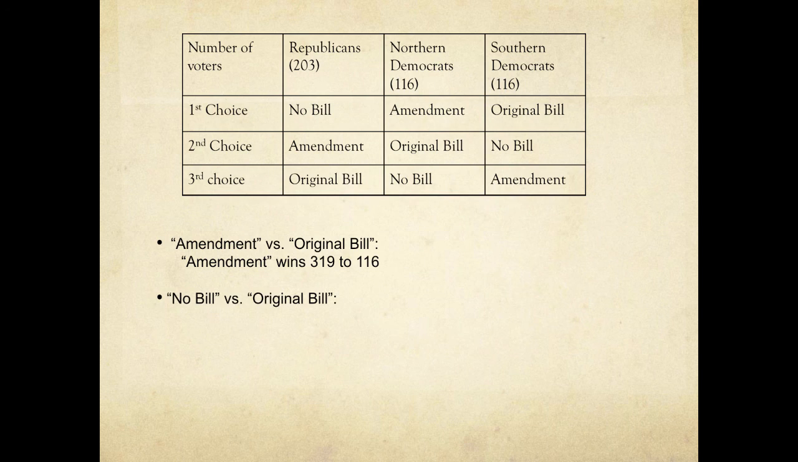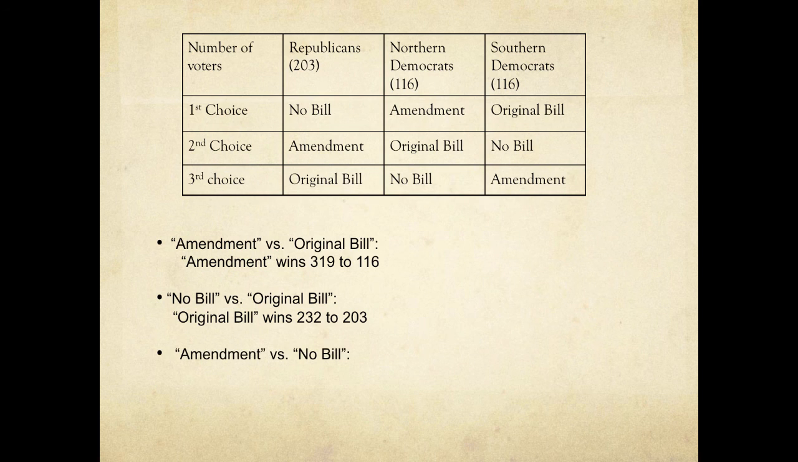Let's compare just no bill versus the original. If it's just a contest between the original and no bill, now the original would win because the Northern and Southern Democrats team up, and that's 232 to 203. Original wins if it's a contest between just those two, and it's a majority in each of these cases. That's the winner, wins by majority.